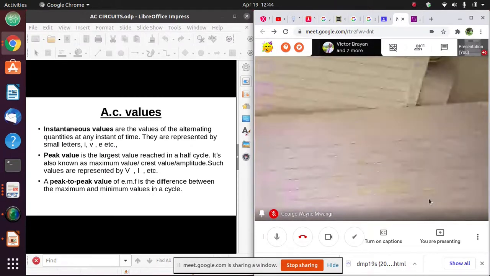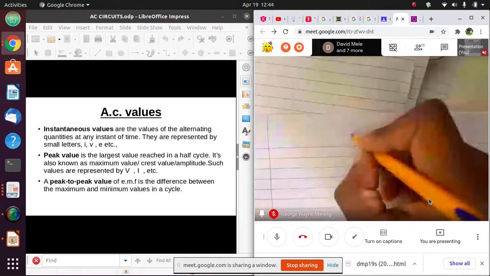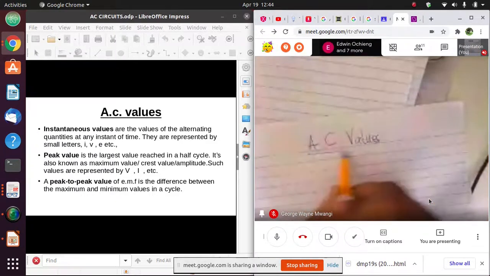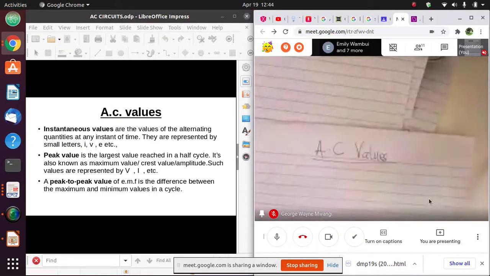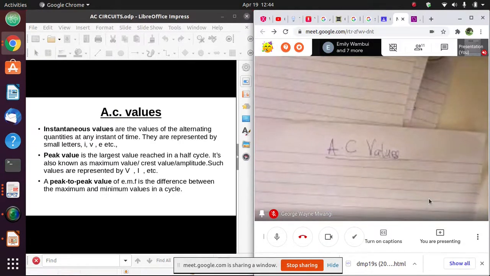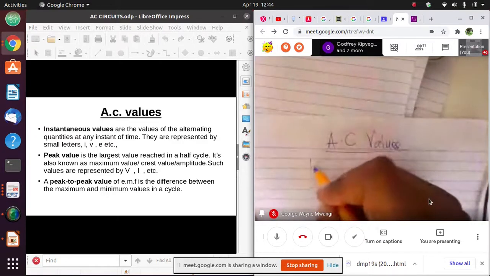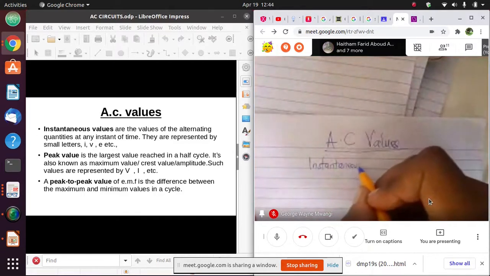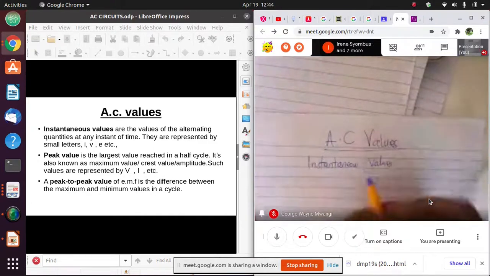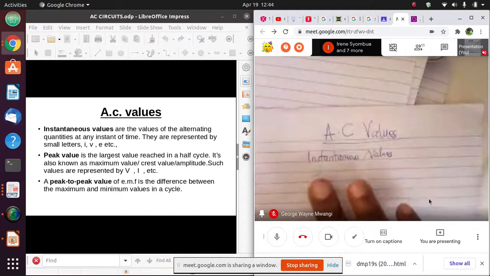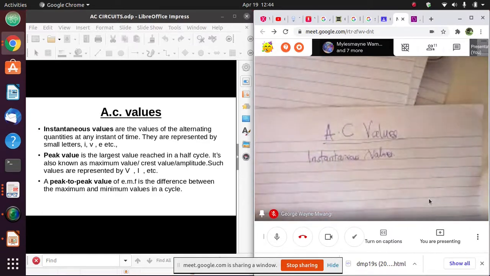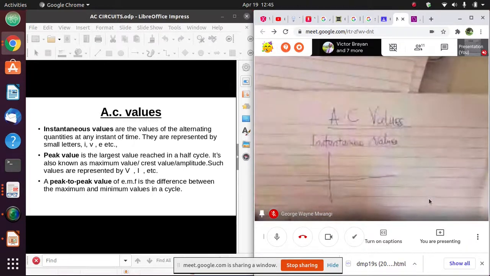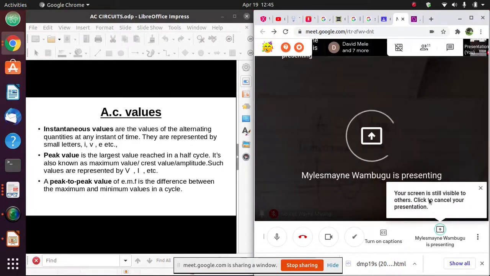Now, also there is something I had mentioned last time: AC values. When we talk about AC values, there are some terms that we had mentioned. The first one we had mentioned was instantaneous values. And what are instantaneous values? These are the values of that alternating current, that alternating voltage at a particular time or at any instant in time. And I've given an example of this, a sinusoidally alternating voltage and current.